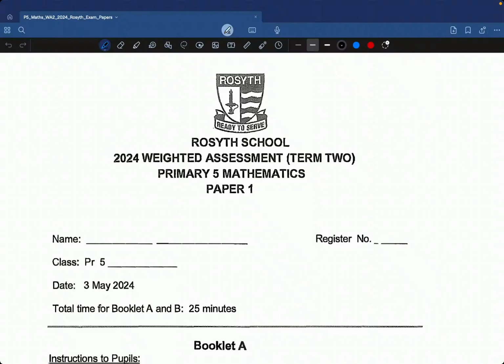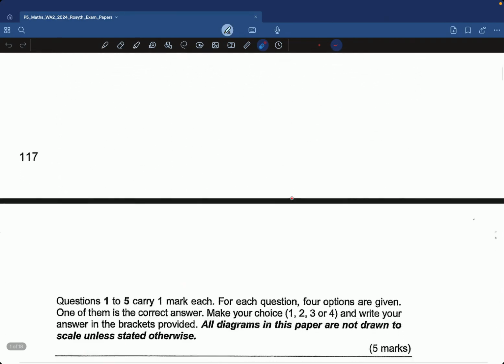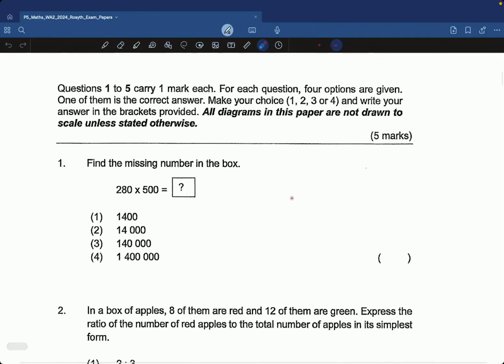Alright, in this video, we're going to go through the 2024 weighted assessment term 2, Primary 5 Mathematics paper from Rosyth School. Okay, so let's get started on the first question. Question 1. Find the missing number in the box.